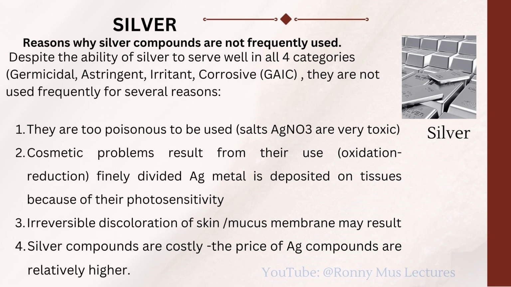Despite the ability of silver to exhibit GAIC, which is germicidal, astringent, irritant, and corrosive actions, they are not frequently used because of the reasons outlined below. 1, they are too poisonous. Number 2, they have cosmetic problems because of the deposition of silver metal, because the silver products are sensitive to light, and then they cause irreversible discoloration of the skin or mucous membrane, and also silver compounds are costly.